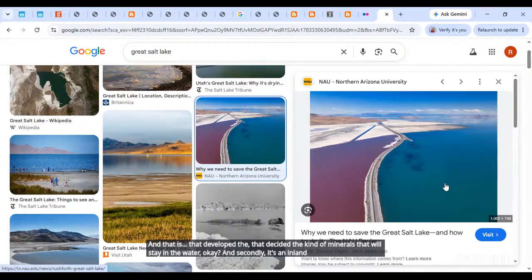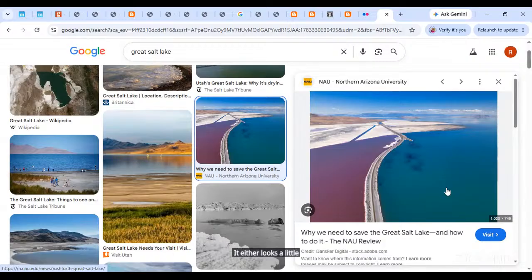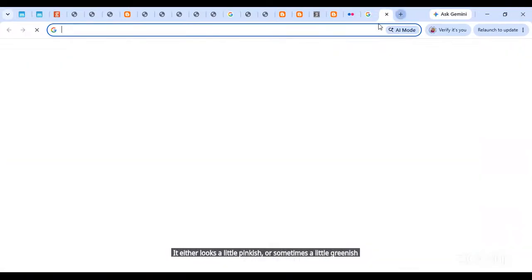Lonar Lake is an inland lake. When the temperatures rise, the bacteria changes. The temperature of the water rises. What kind of bacteria or algae lives over there is decided by the temperature, and based on what bacteria lives there, that water looks different to you. It either looks a little pinkish or sometimes a little greenish. So that is Lonar Lake.